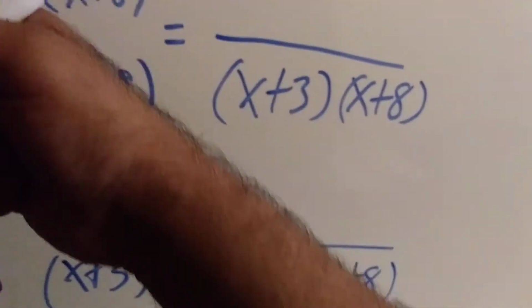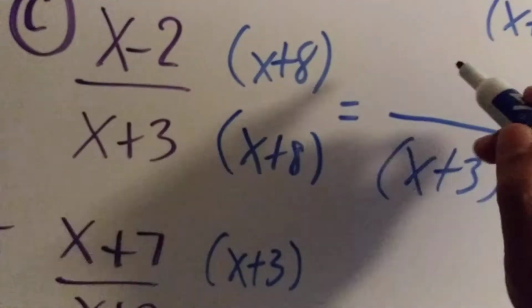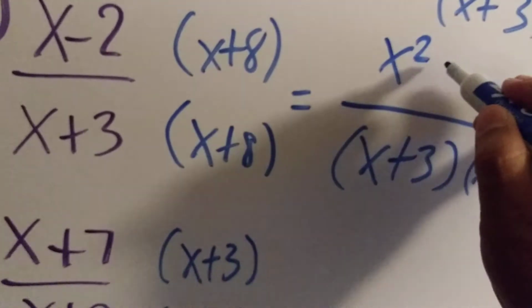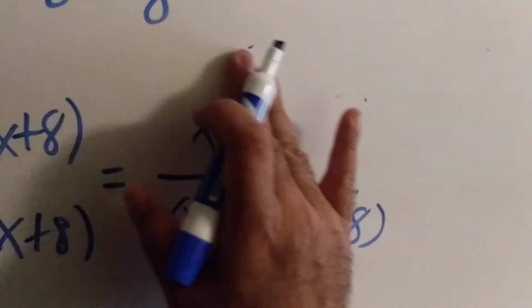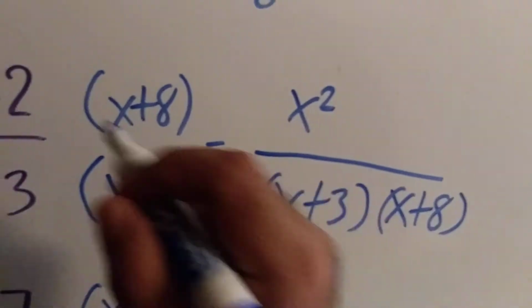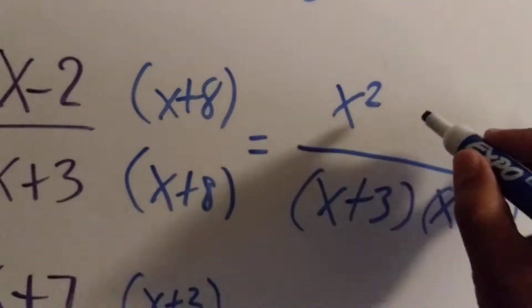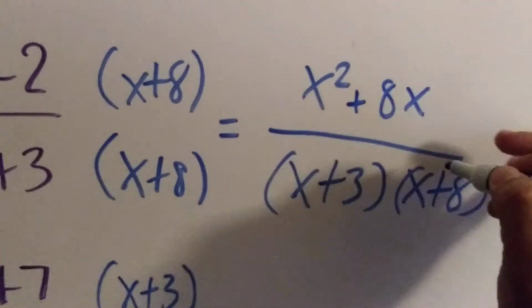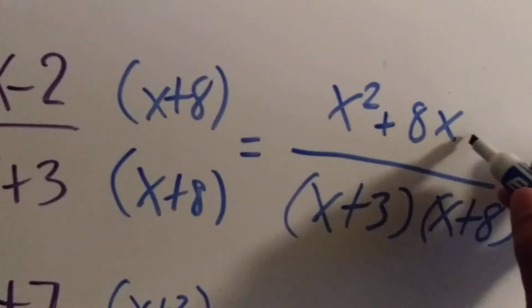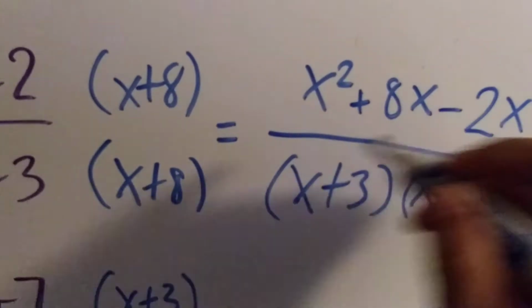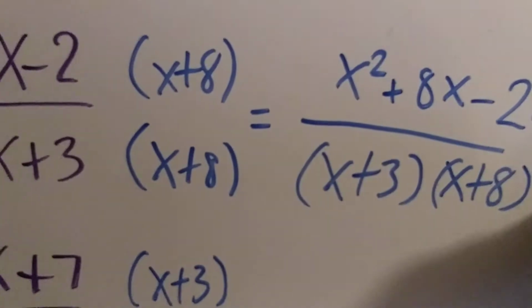Okay, however, let's go ahead and distribute, do the FOIL method. So by doing the FOIL method, we have x times x gives us x to the second. I'm going to erase this top part here, that way we don't get it confused. So x times x gives us x to the second. X times 8 gives us positive 8x. And then we have negative 2 times x gives us negative 2x. And then negative 2 times 8 gives us negative 16, right?